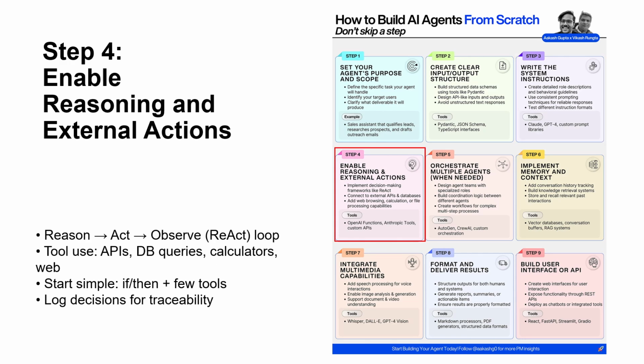What makes this an AI agent is acting on the world. Use a lightweight reasoning loop to decide when to call which tool and then observe results. Begin with a few dependable tools and explicit if/then branches. Capture intermediate thoughts and tool logs to debug behavior, control cost, and explain outcomes.